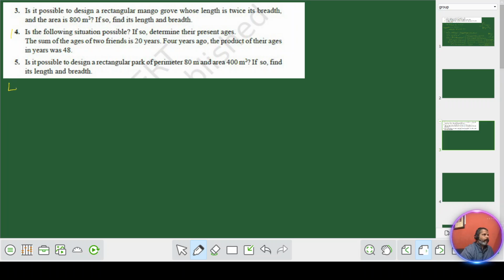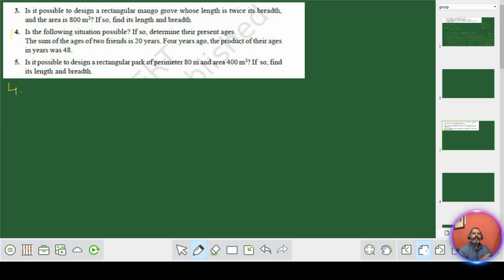Fourth one. Is the following situation possible? If so, determine their ages. Sum of the ages of two friends is 20 years. There are two friends, let's say A and B. Their sum of the ages is 20. 4 years ago, the product of their ages was 48.